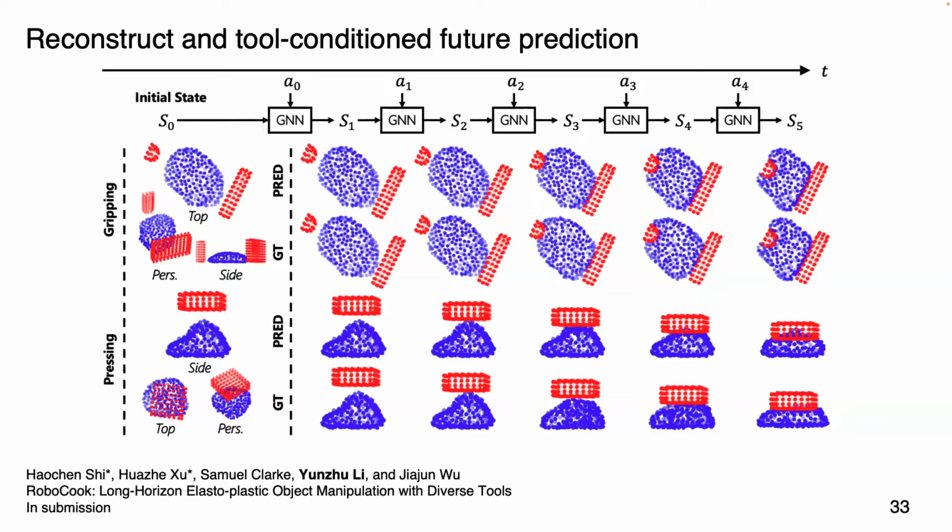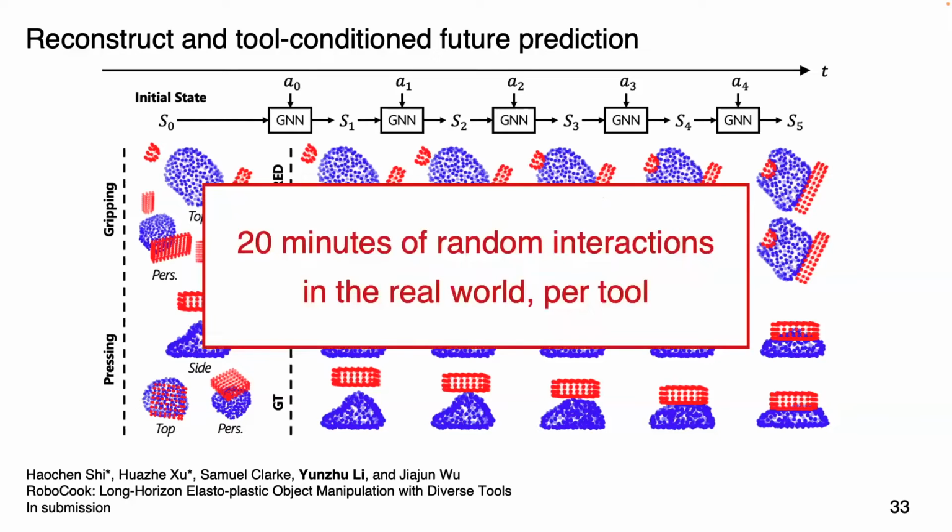So that's why with just 20 minutes of real-world interaction data for each tool, we can learn a reasonably accurate dynamics model. And it is noticeably more accurate than physics-based simulators, even if we apply very extensive system identification.